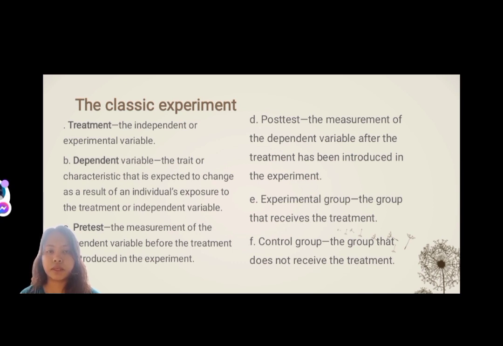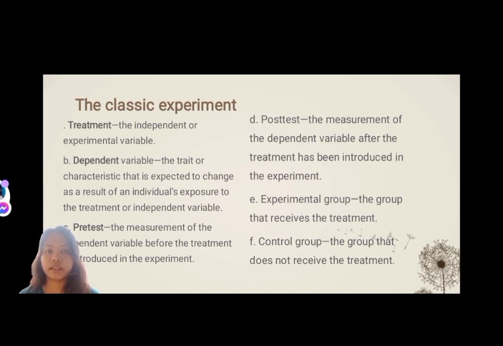B. Dependent variable. The trait or characteristic that is expected to change as a result of individual exposure to the treatment or independent variable. For example, in a study looking at how tutoring impacts test score, the dependent variable would be participants' test score, since this is what is being measured.